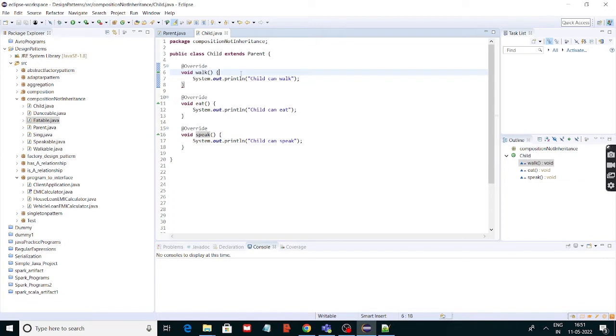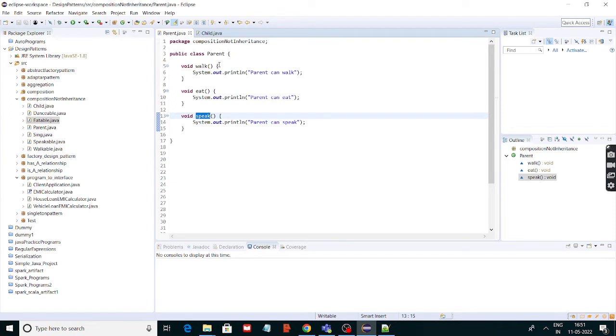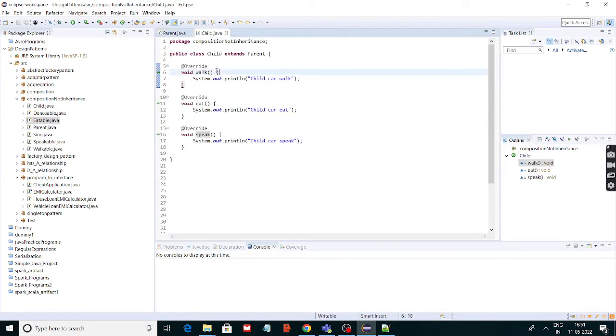That is an is-a relationship, because you can see here the parent has three properties: walking, eating, speaking. And the child also has three properties: walking, eating, and speaking. But the child can have its own implementation, because you can observe here the child has its own implementation for all three methods.